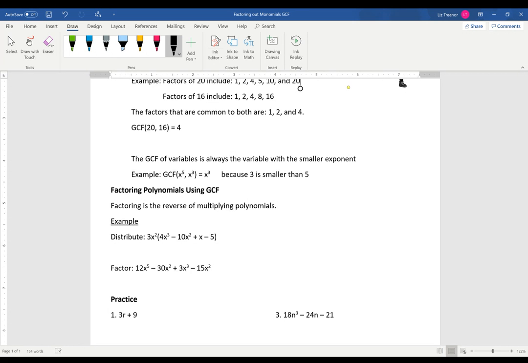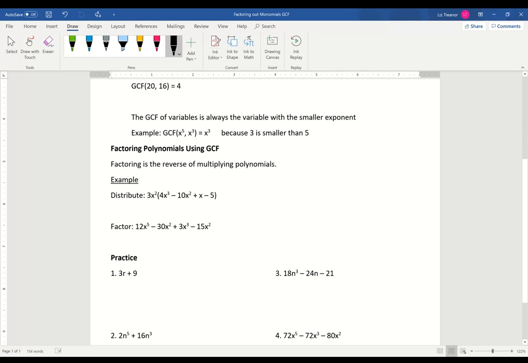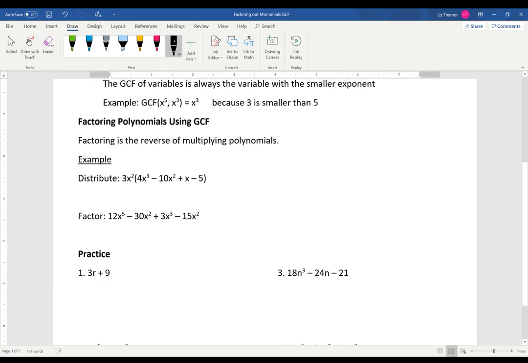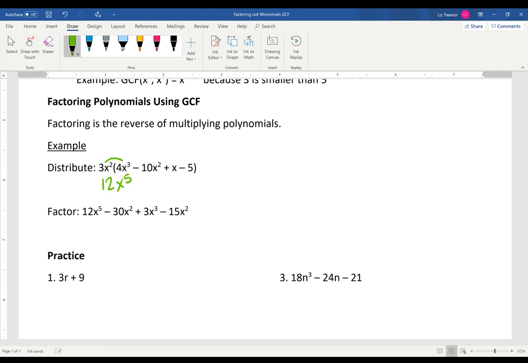Okay, so those are what factors are, but we use factors and the GCF to then factor a polynomial. It's kind of the reverse of multiplying, right? Let's look at this example. The first piece is asking you to distribute. If we were to do 3x squared times 4x cubed, I would do 3 times 4, which is 12, and 2 plus 3, which is 5.